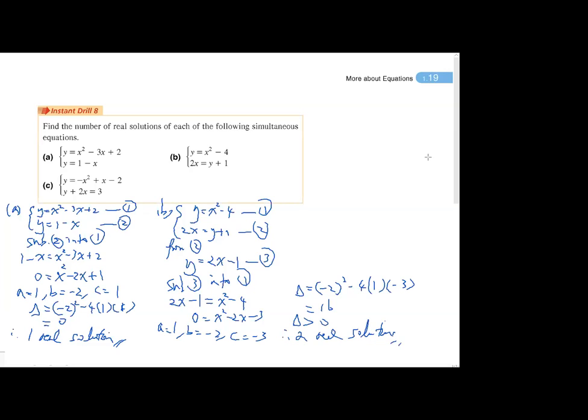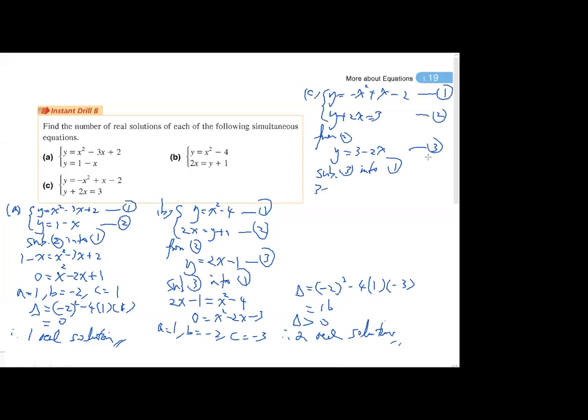Answer. All right. And then part C. So we have y equals negative x squared plus x minus 2. Label this to be equation 1. And then y plus 2x is equal to 3. Label this to be equation 2. And then start with the one with no square term. That is equation 2. And there is no subject now. So we need to change the subject. So from equation 2, y is equal to 3 minus 2x, right? Okay, and call this equation 3. And we will substitute 3 into 1.